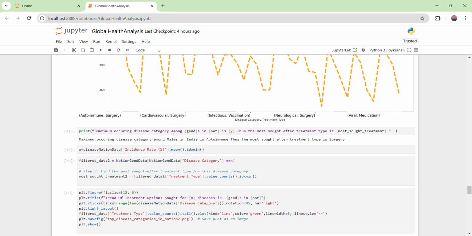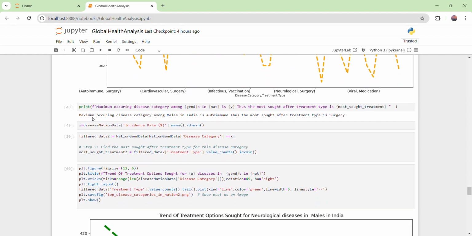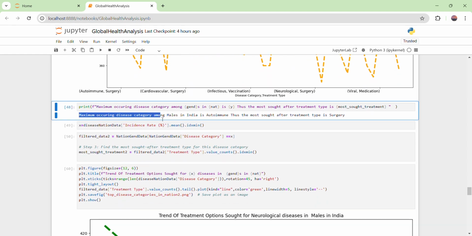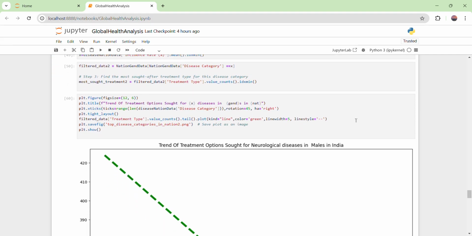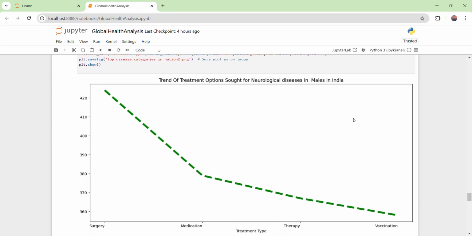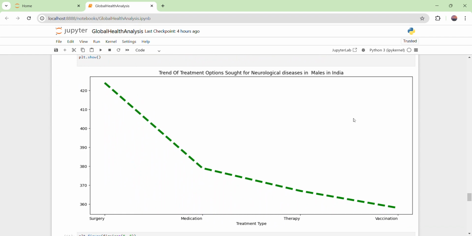And over here we have drawn various conclusions, like the maximum occurring disease category among males in India is autoimmune, and the most sought after treatment type is surgery. And similarly, this was the case for the maxima. And we have also made a visualization on which of the treatment procedures is the most sought after for this particular disease.